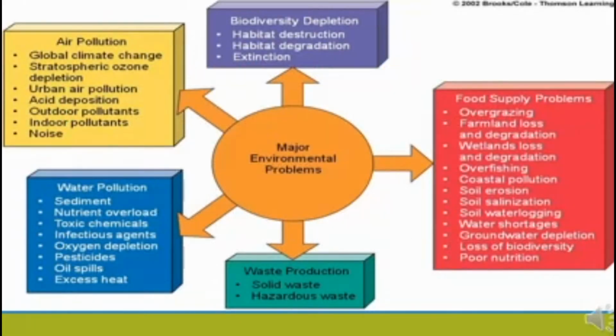Students, with the increase in human population, we are suffering from certain environmental problems, some of which will be discussed here, like food supply problems, waste production, water pollution, air pollution, and biodiversity depletion, in which habitat destruction and habitat degradation, and extinction of organisms are included. We will study all these, and we have studied some of these in detail.